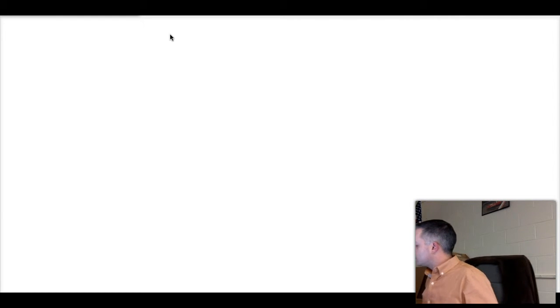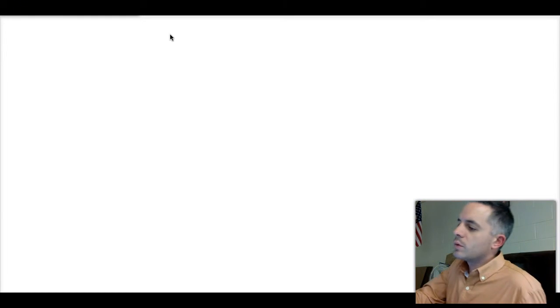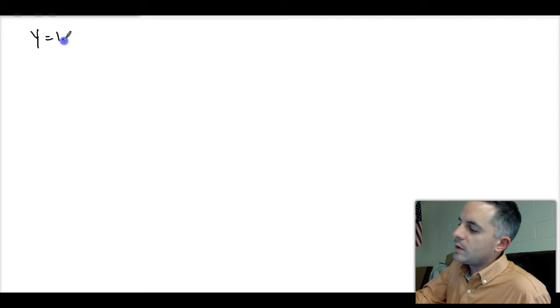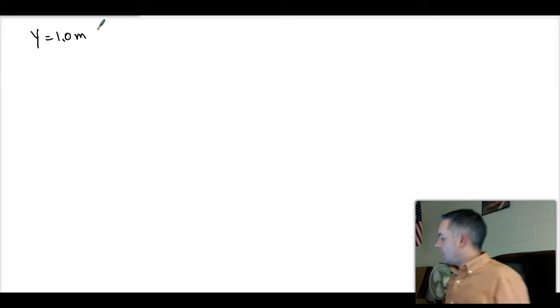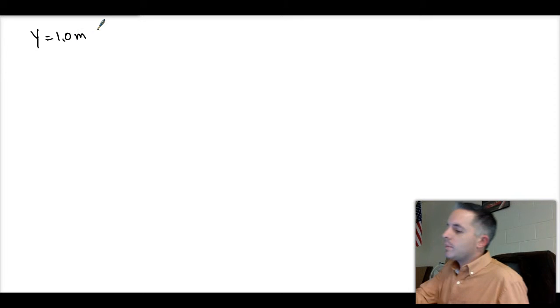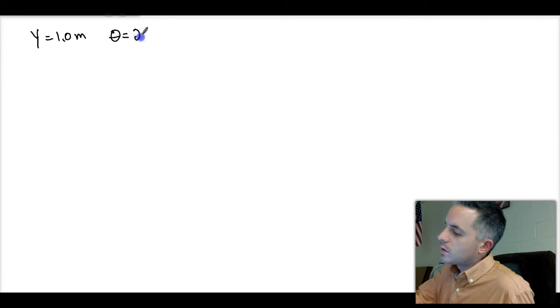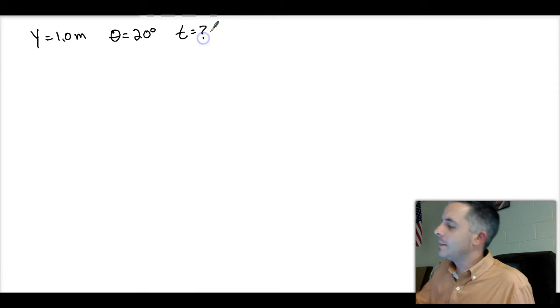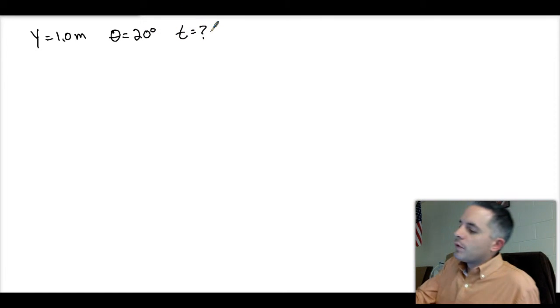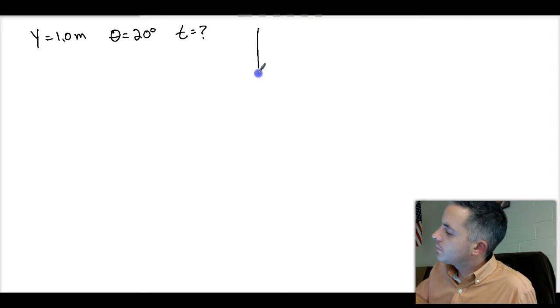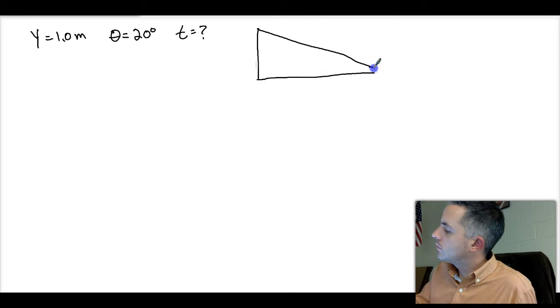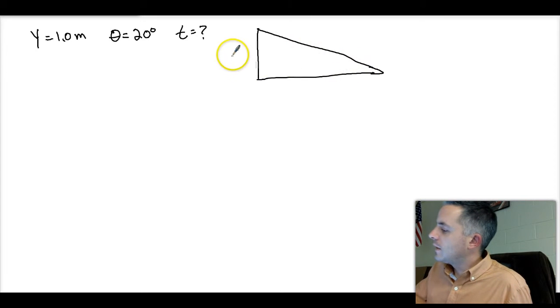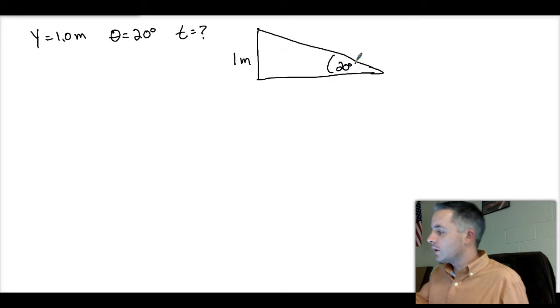So the first thing we'll always do is write down everything that we know. So we know that the height of the ramp is going to be equal to 1 meter. And we know that the angle of the ramp is going to be equal to 20 degrees. And they would like to know what is the time. First things first, always draw a picture. We get that this height is 1 meter and that this angle is 20 degrees.